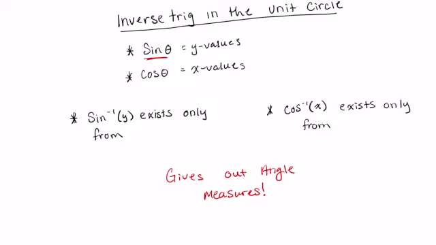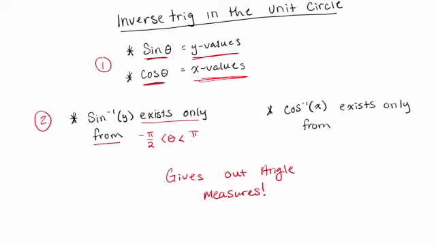Remember that sine of theta represents our y values. Cosine of theta represents our x values. So depending on what your problem has, that's going to dictate what coordinate you're going to look for on the unit circle. Now, the second big thing that we need to know is that the inverse of sine exists only from negative pi over 2 to pi over 2.